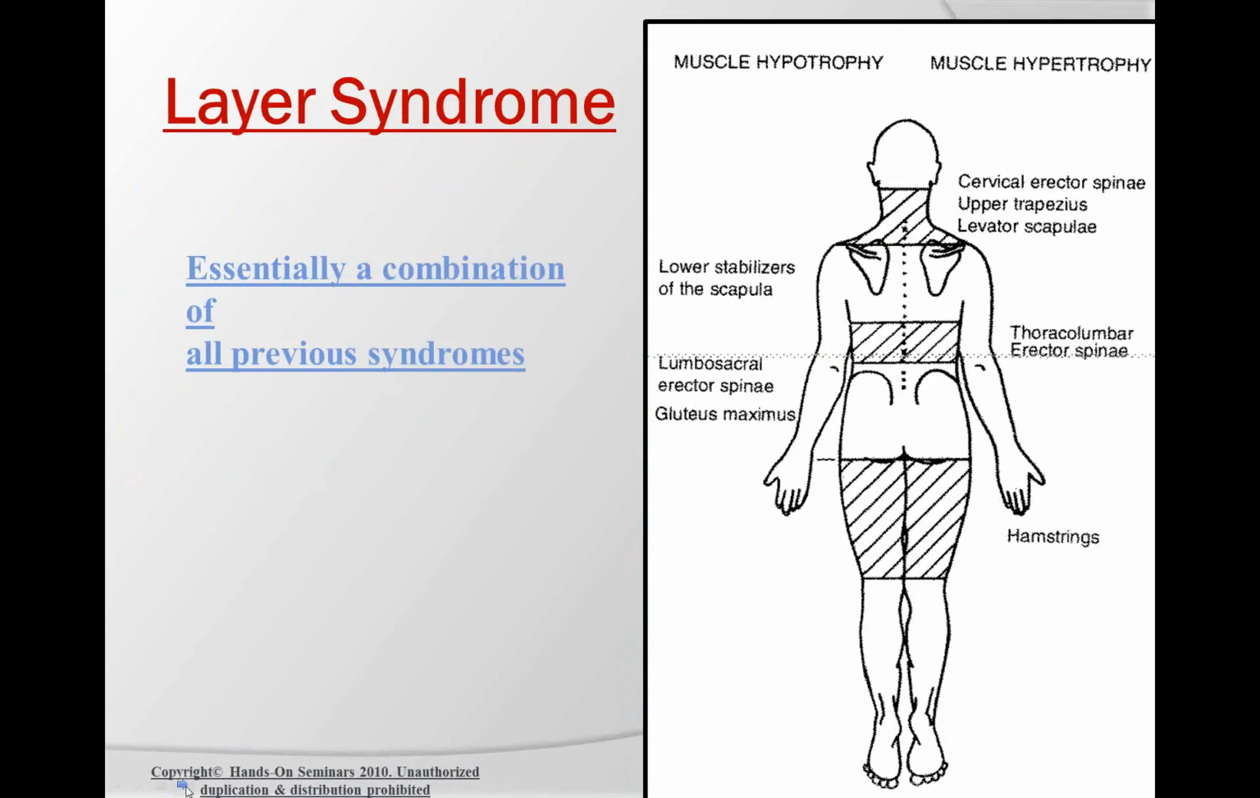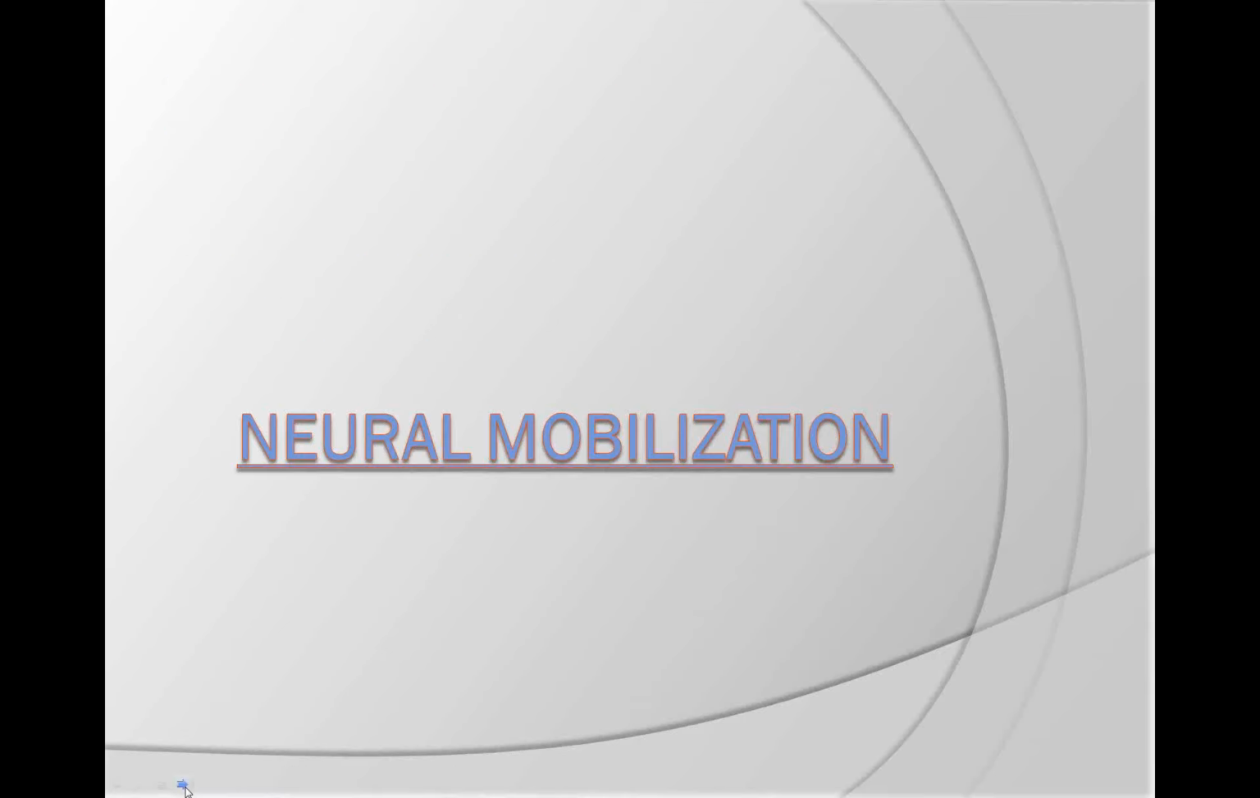And finally, we have what is called the layer syndrome, another name for which is stratification syndrome, where we have a combination of the upper cross syndrome and the lower cross syndrome, with areas of hypertrophy and areas of weakness. So that is the layer syndrome. And these syndromes, we see them very, very frequently in patients.